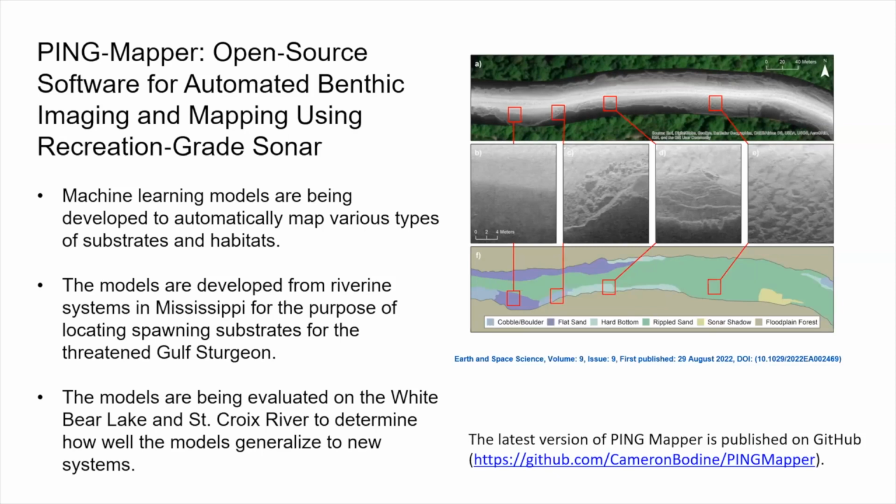So again, we're working with a researcher, Cam Bodine, who's been working on machine learning models to map substrate types and habitat types using recreation grade sonar. He's been working primarily on models in the riverine systems in Mississippi, but we're now evaluating these models in White Bear Lake and the St. Croix River to see how well we can use these models to generalize into new systems.